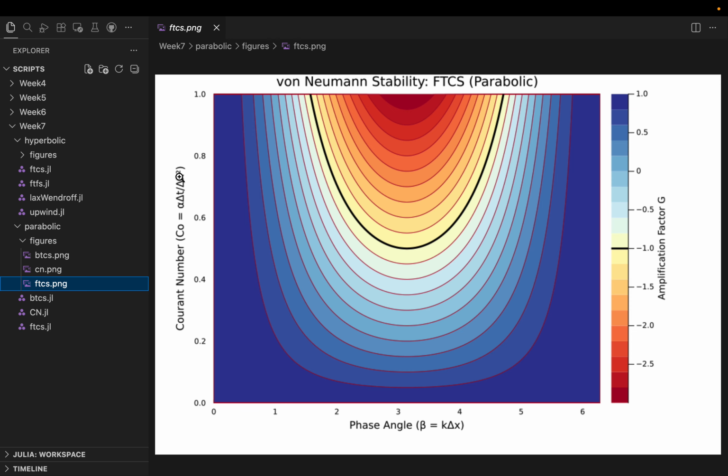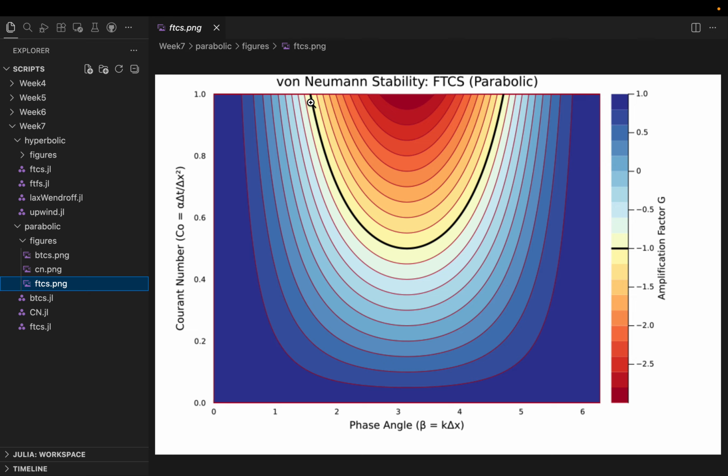My y-axis is the Courant number between 0 and 1, and the x-axis is the phase angle, that is k times delta x, that I just spoke about. You can see different values of g here, and we want the modulus of g to be less than 1, which means these colors are the acceptable ones. Anything in the red is not acceptable. All the values in the blue are the acceptable ranges.